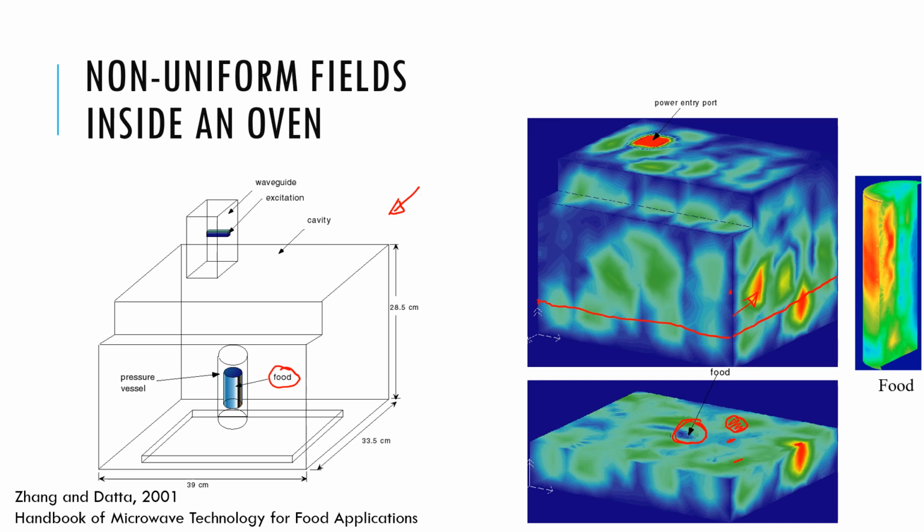Quite a bit of variation inside the food. So instead, if I just make the food rotate continuously, then it's going to see the highs, but it's also going to see the lows. So it'll kind of average out, smooth out. That's the idea of the turntable. This is a cheap solution to average out the non-uniformity that fundamentally exists in the microwave oven.